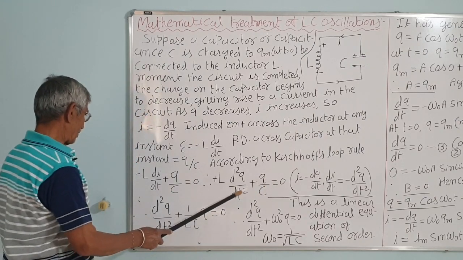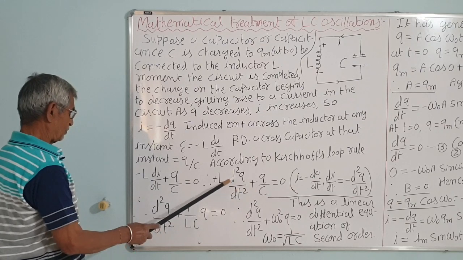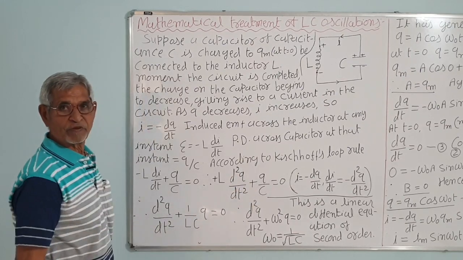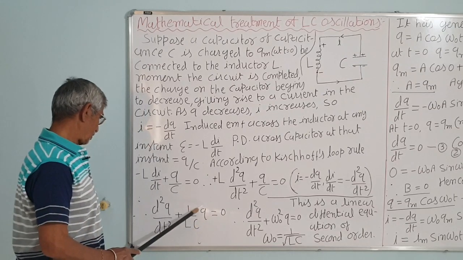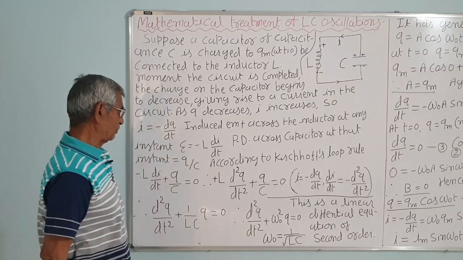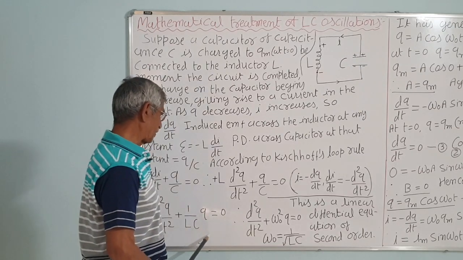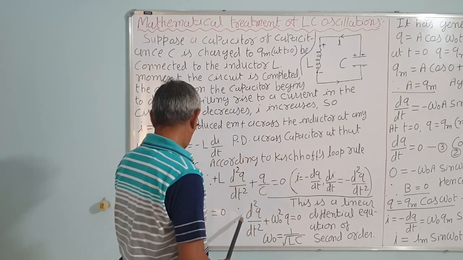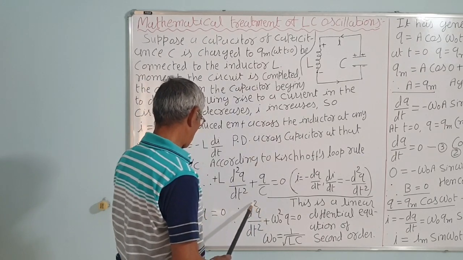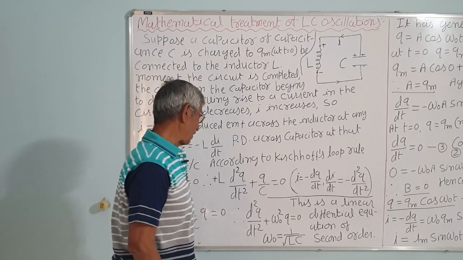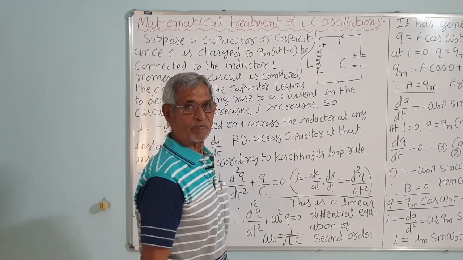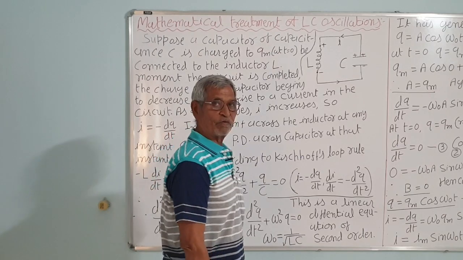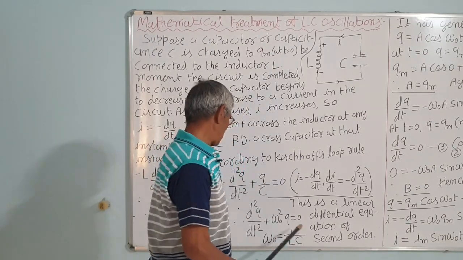Then divide each term by L. So this will be d square Q upon dt square plus Q upon LC is equal to 0. This is a differential equation of the second order and can be written as d square Q upon dt square plus omega square Q equal to 0, where omega square is equal to 1 upon LC, or omega is equal to 1 upon under root LC.